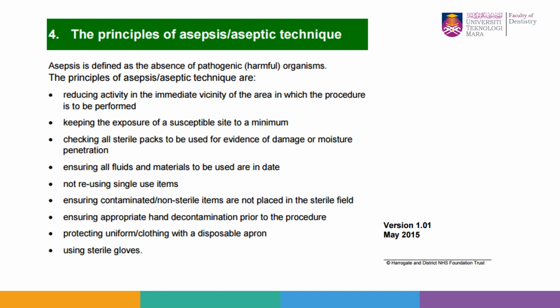Ensuring appropriate hand decontamination prior to the procedure. So we have covered hand hygiene. Protecting uniform clothing with a disposable apron. We did cover this as well. Instead of an apron, we're using a clinical gown, or they can call it a disposable gown as well. And then last but not least, for any surgical procedure, we might have to use sterile gloves. Not might, but we have to use sterile gloves. Okay.